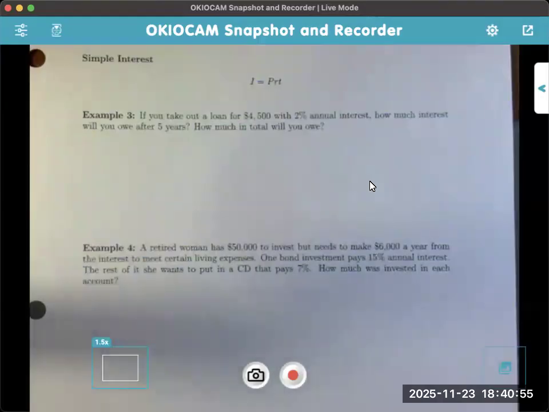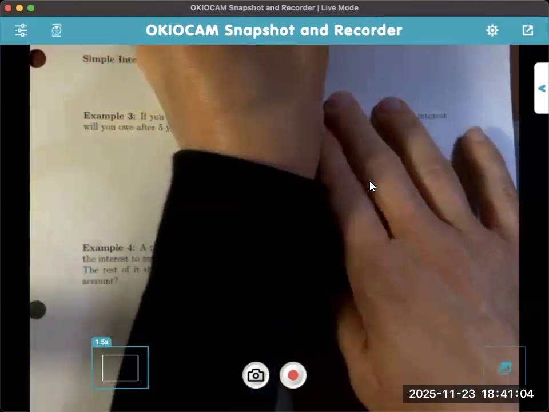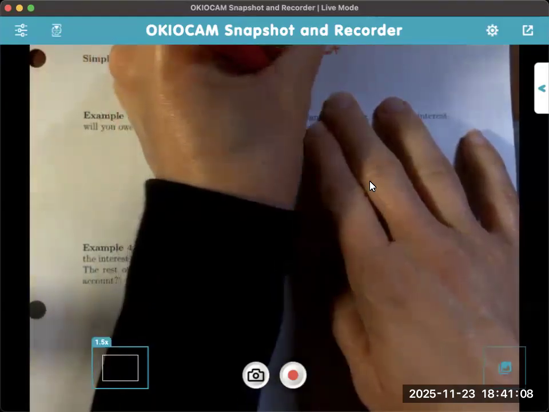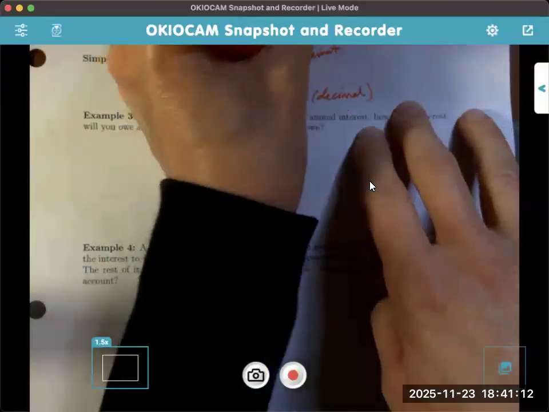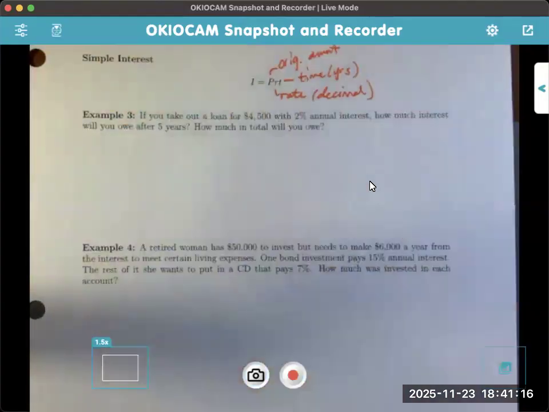Ah, there we go. So remember that simple interest is I equals PRT, where P is the principal, or the original amount. R is the rate, but as a decimal. And T is time, generally in years, unless otherwise noted.